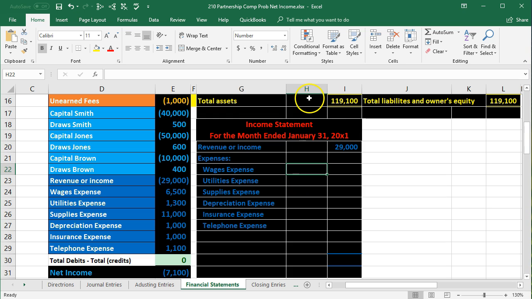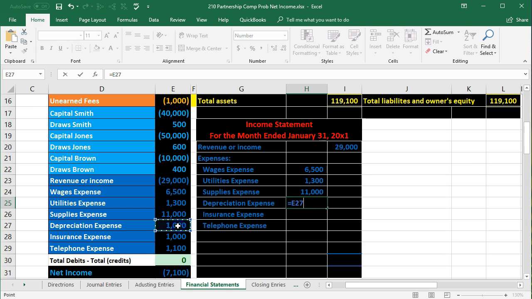Okay, so now we're in H22. We're just going to pull over the numbers now. Same thing, I'm just going to say equals the wages expense, 6,005. And I'm going to do this again the slow way, and then we'll autofill it. So just to demonstrate where these are coming from. Utilities is here, of course. Supplies equals the supplies. Depreciation equals the depreciation. Insurance equals the insurance. And telephone equals the telephone.